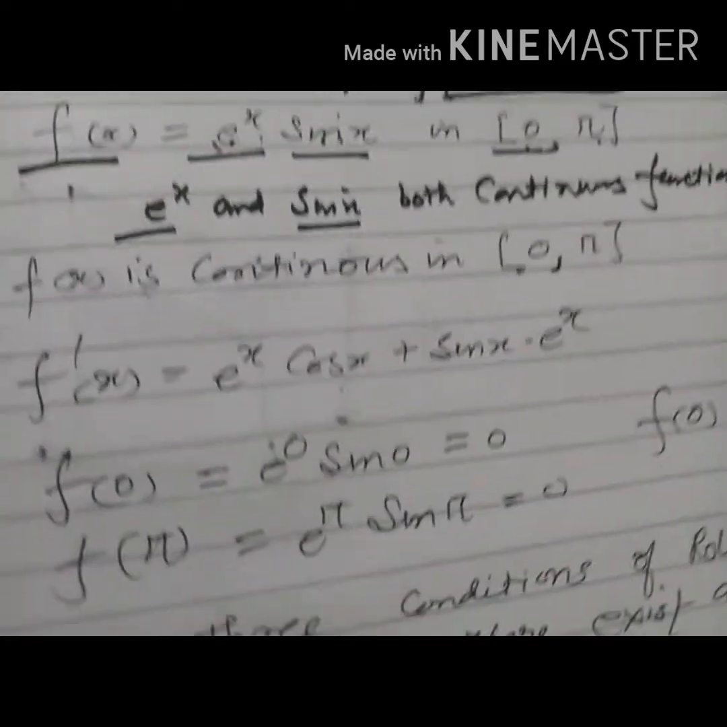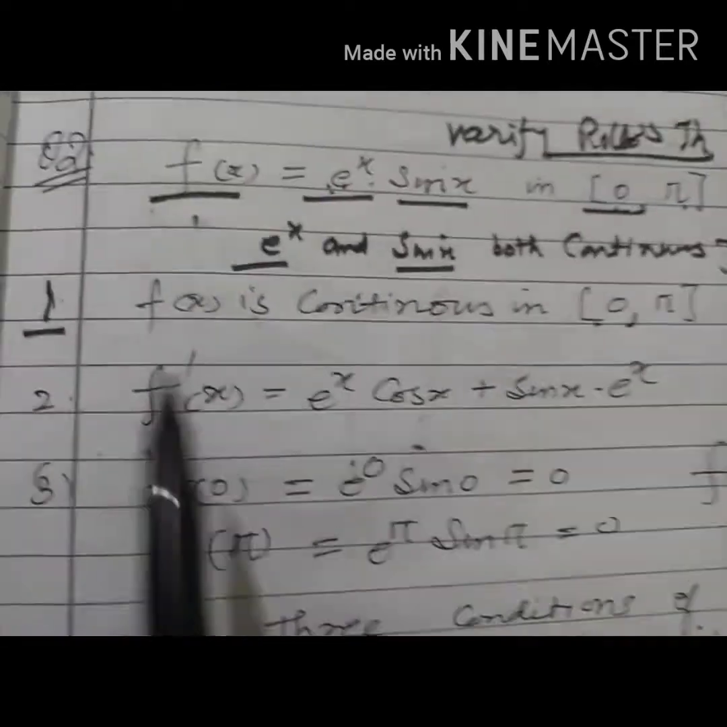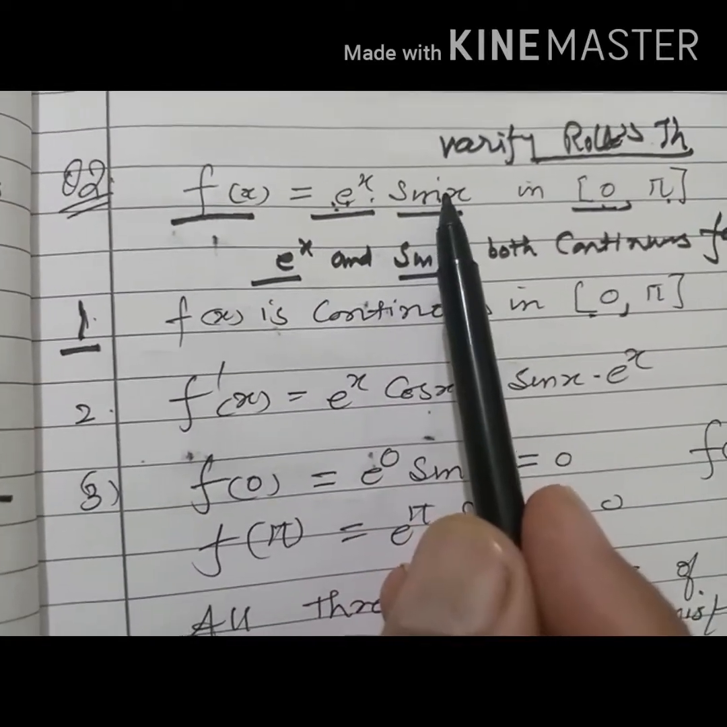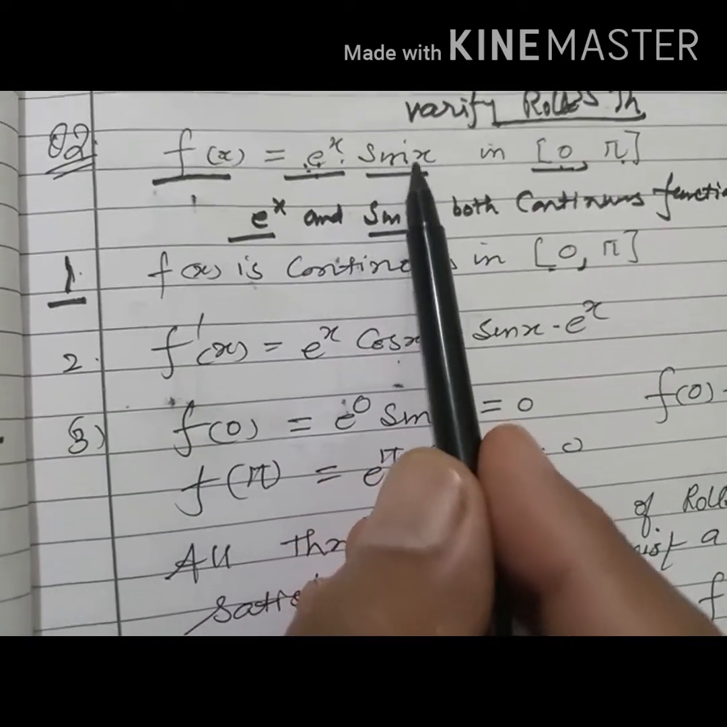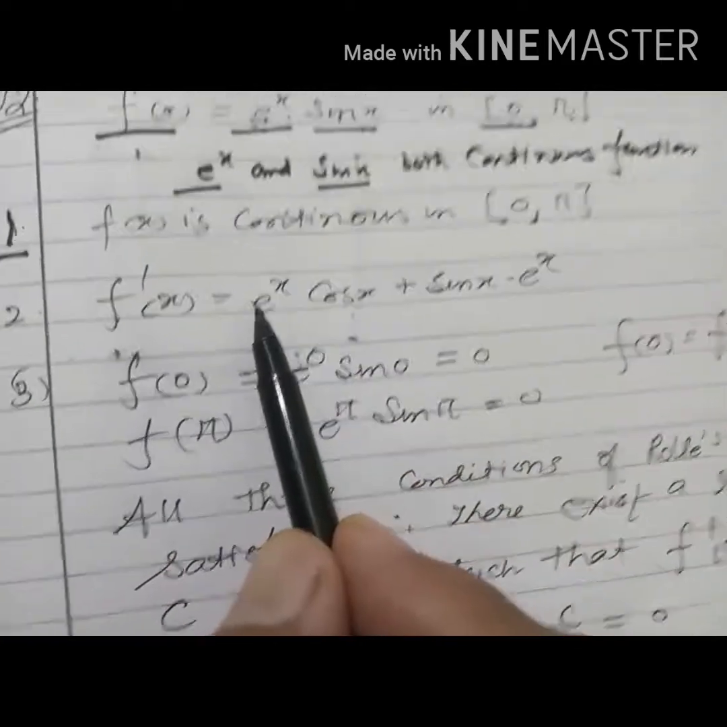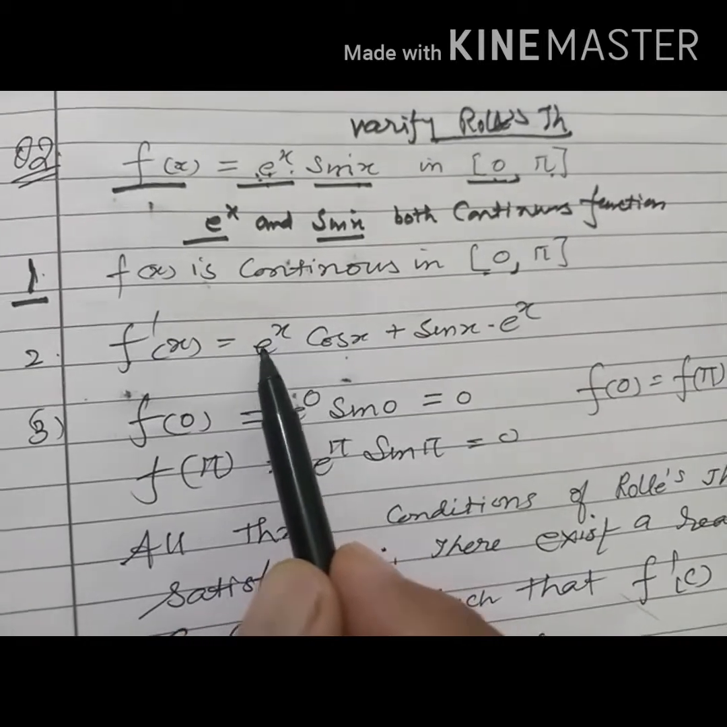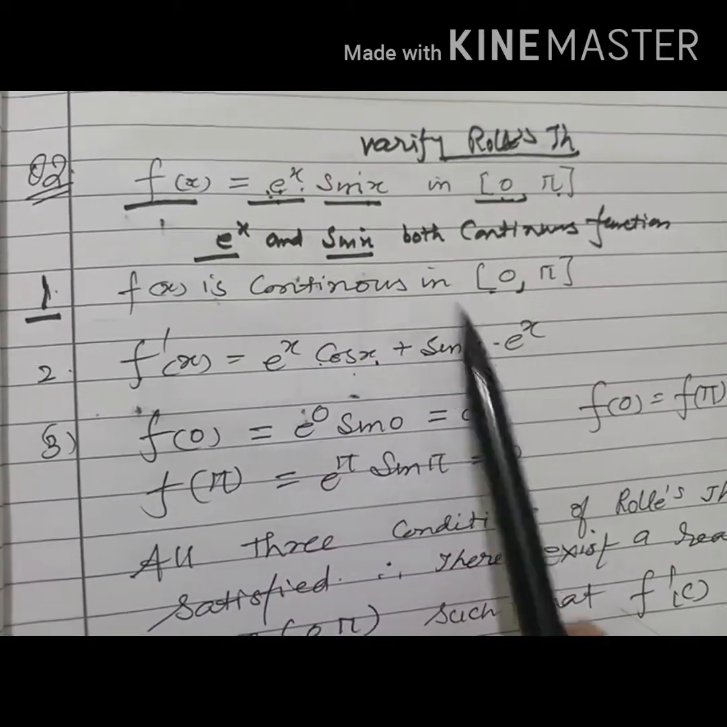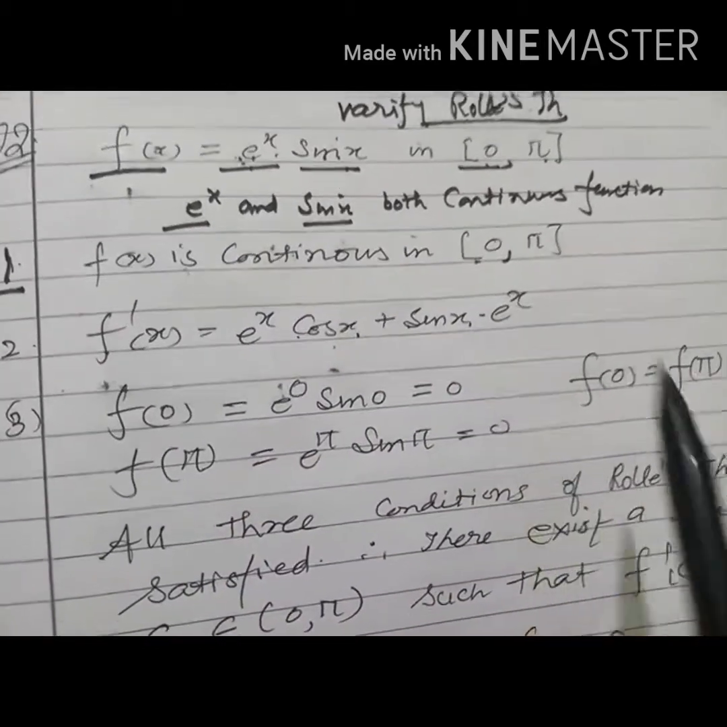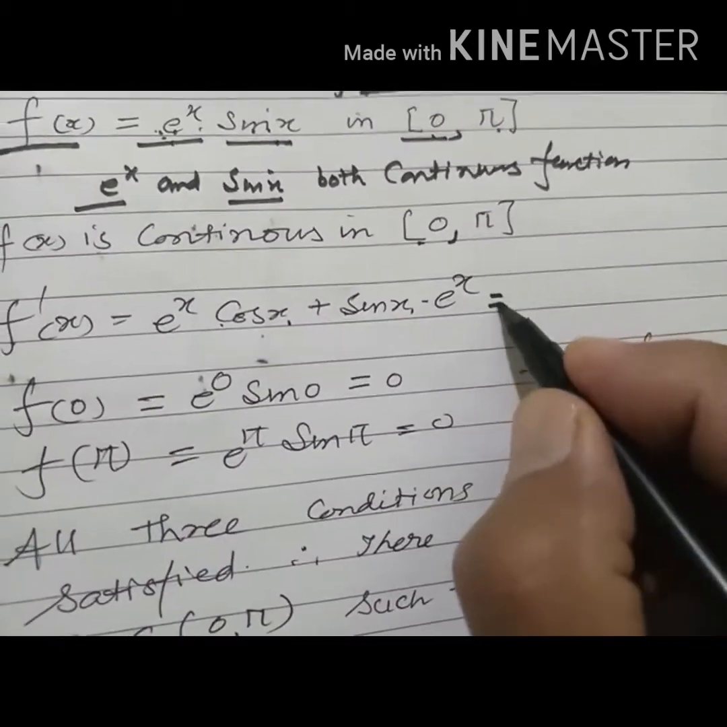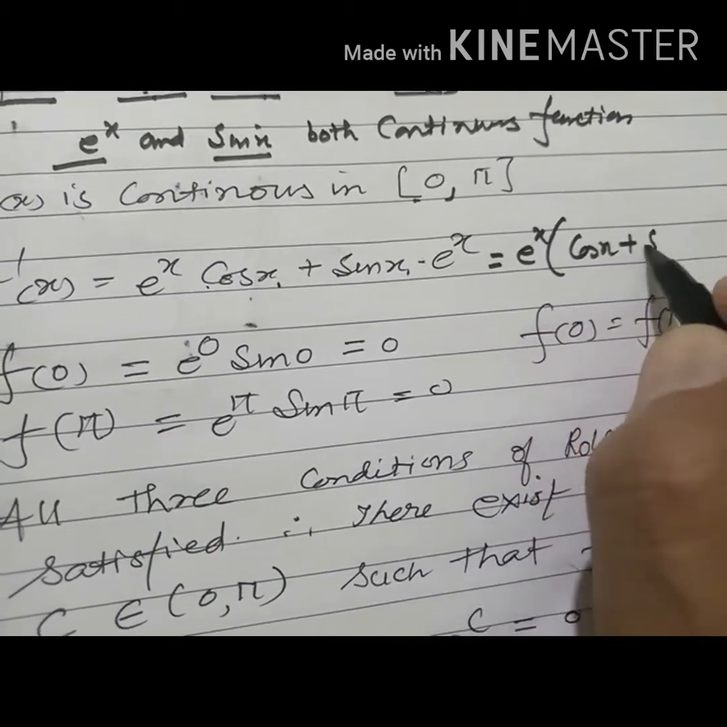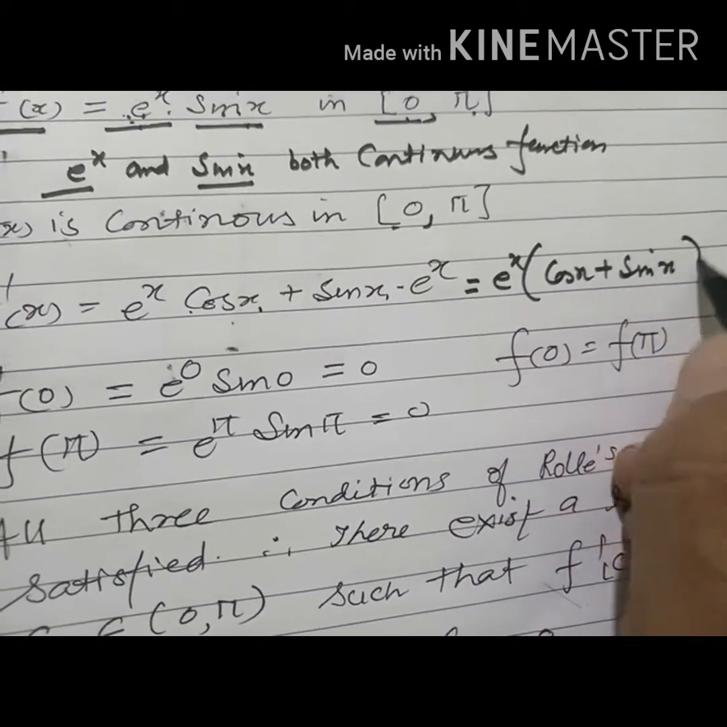Now for differentiability, what we do? Find f dash x. What is f dash x from here? Two functions product is here, so we use the product rule. E raised to power x, sin x derivative is cos x, plus sin x, e raised to power x is e raised to power x. So what is common here? E raised to power x is common. What is left with you? Cos x plus sin x.